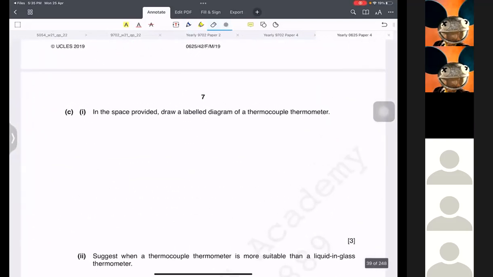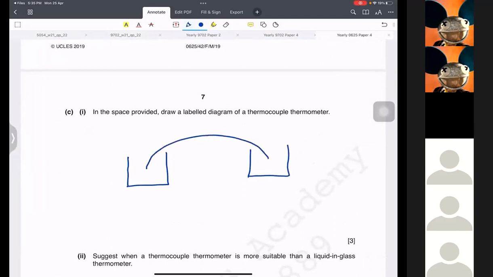In the space provided, draw a thermocouple. A thermocouple is very easy. What you do, you make two buckets. One wire like this, the other wire like this, and a voltmeter right here. One is the cold junction. One is the hot junction, always. And always write two different names for the wires. It could be iron, brass, copper, or whatever you want to write. It should be different.